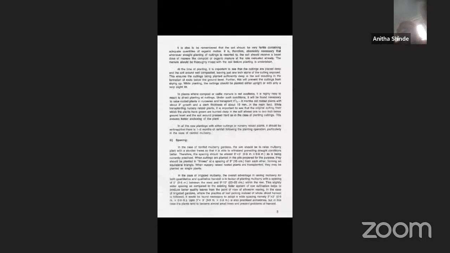The next, you also should remember that the soil should be very fertile, containing adequate quantities of organic matter. So it is therefore necessary that whenever the direct planting of cuttings is resorted to, the soil should receive a basal dose of manure, like compost or organic manure, at the rate indicated. And the manure should be thoroughly mixed with the soil before you plant.